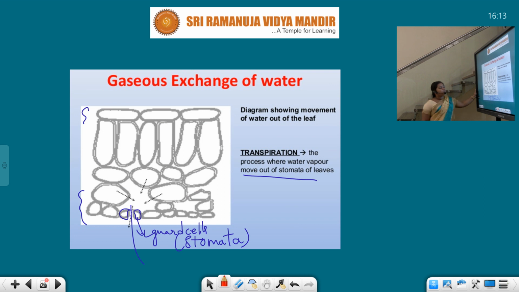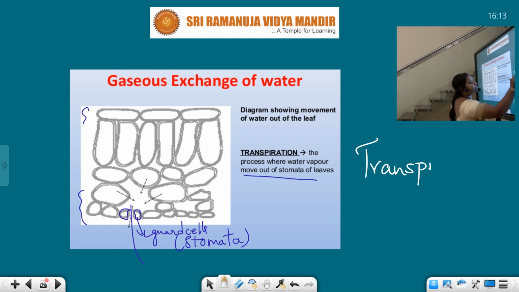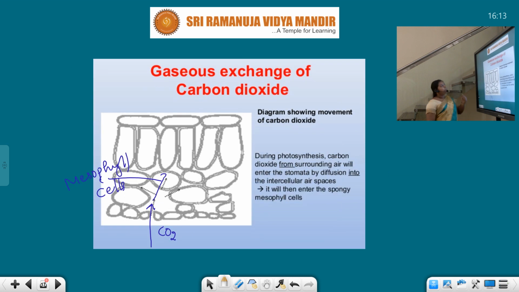Next, transpiration. Do you know what we mean by transpiration? The process where water vapors move out of the stomata of the leaf is transpiration. See children, the plant loses excess water in the form of small droplets. That particular procedure is known as transpiration.